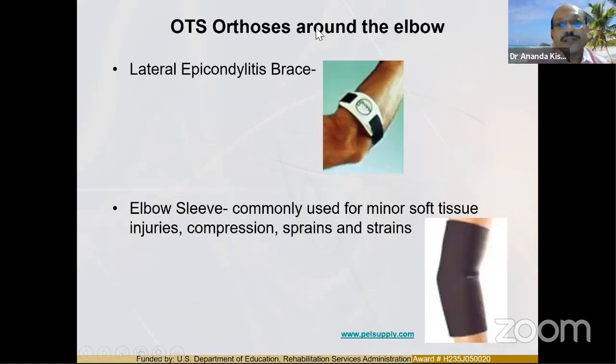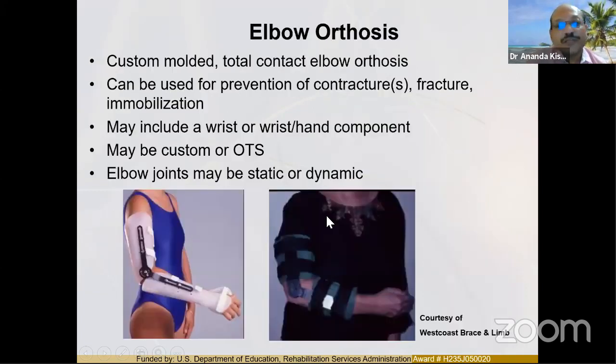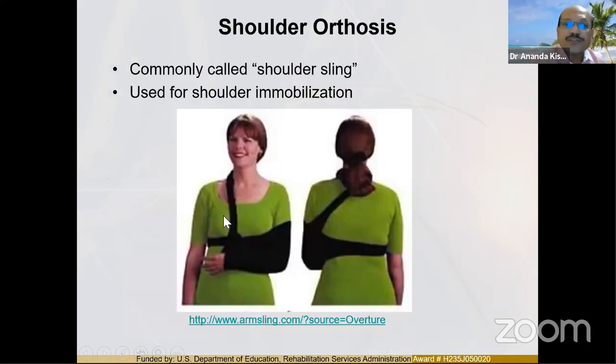Now this is very familiar. This is the lateral epicondylitis press, the elbow sleeve. This is commonly used for tennis elbow. Not going into detail. Suppose open reduction internal fixation is done for a distal humerus fracture. This is a mobile elbow. The elbow orthosis can be used, either only the elbow orthosis, or the elbow-wrist orthosis can be incorporated with this.